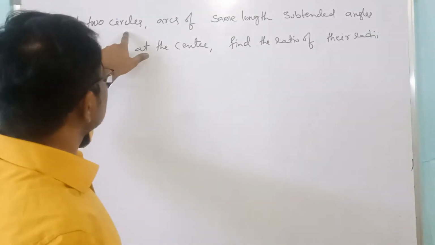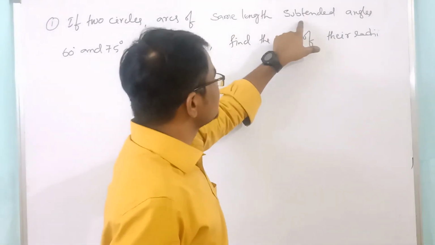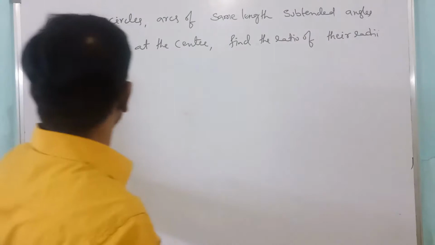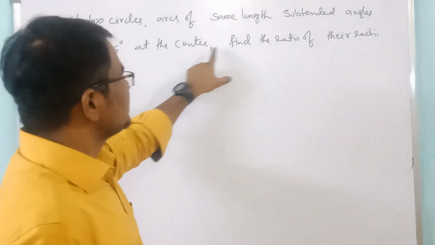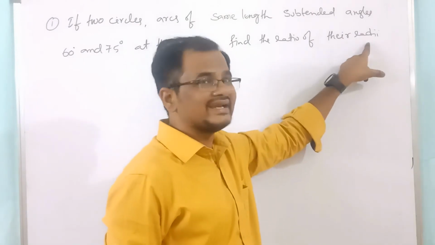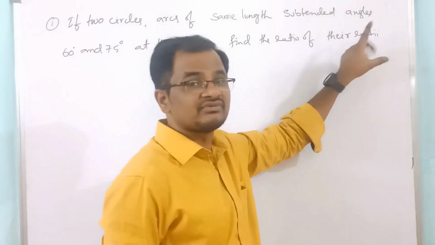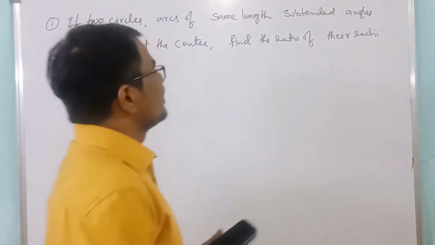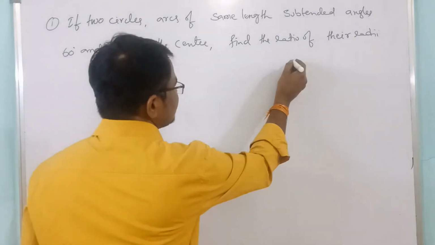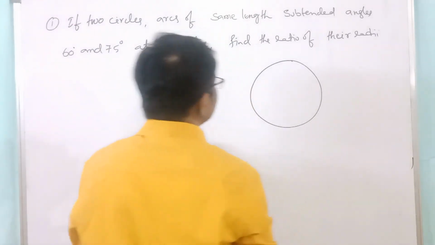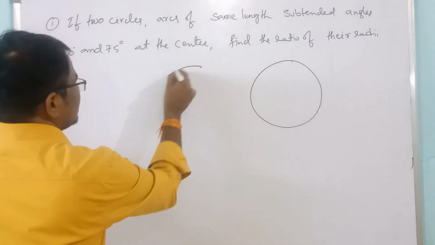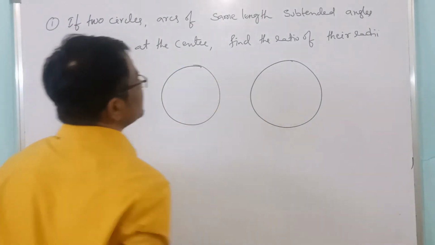See this problem. If two circles have arcs of the same length that subtend angles 60 degrees and 75 degrees at the center, then find the ratio of their radii. Radii means the plural form of radius. Okay? Now here two circles are given. This is the first circle. Suppose this is the second circle they have given.